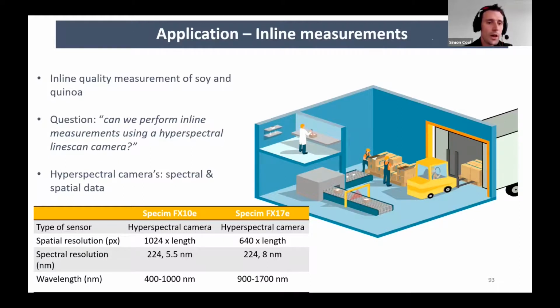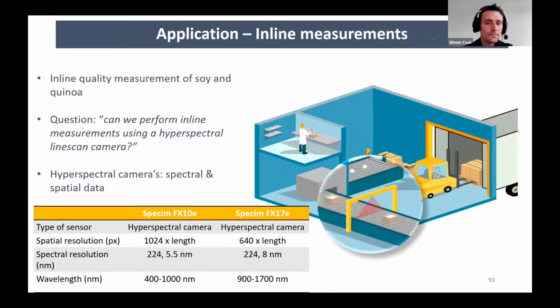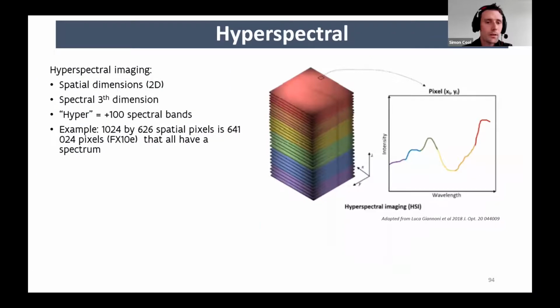and quinoa using hyperspectral line scan cameras, which was here the research question. So hyperspectral cameras, two different types were used, both a visual near-infrared and a near-infrared sensor. In our application, of course, this was done in a controlled environment, but the same can be done, of course, above a conveyor belt in practice. A little more information on hyperspectral imaging. I won't go really into detail.